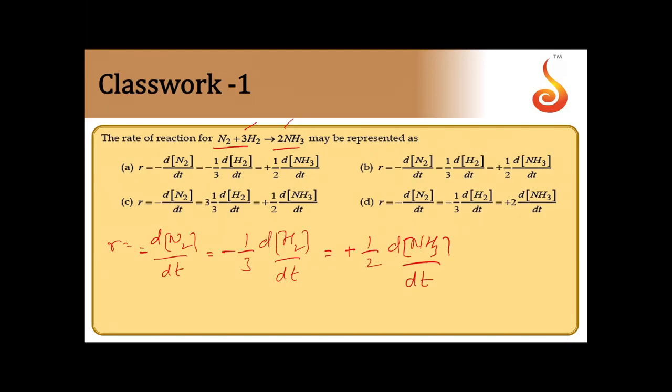So option 1 it is: minus d[N2]/dt, minus 1/3 d[H2]/dt, plus 1/2 d[NH3]/dt. A is the answer.